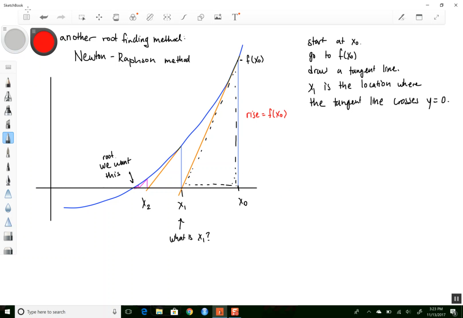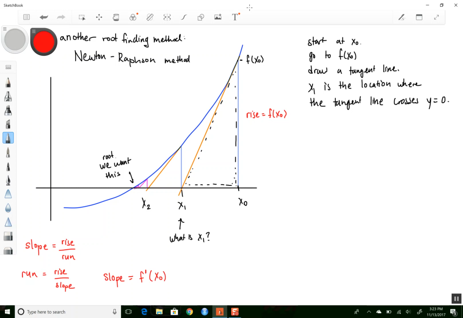And okay, here we have slope equal to rise divided by run. Okay, so what is run equal to? Run would equal rise divided by slope, right? So we remember this from algebra? Yeah, okay. So the rise is equal to f of x0. What is my slope? Well, the slope is just f prime of x0.